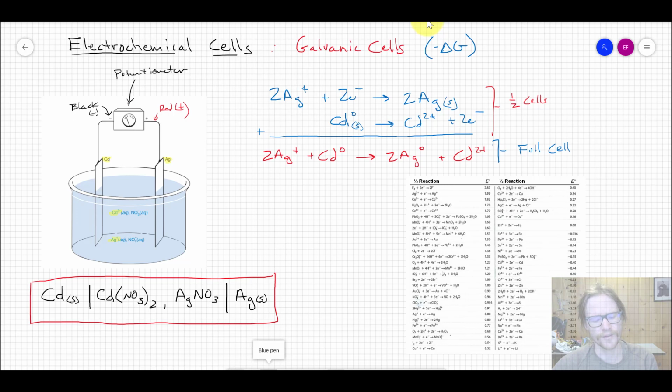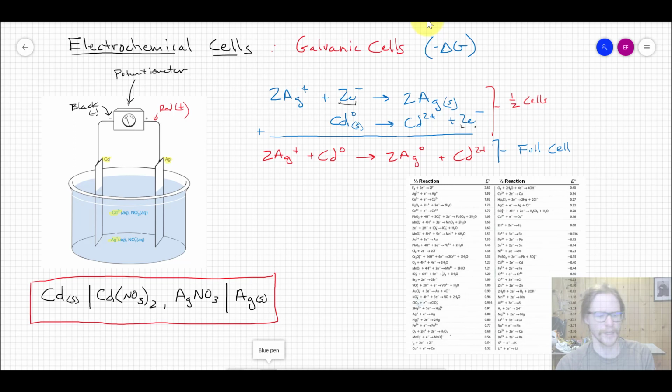So I'll write those out here, and this is just in one possible direction. So we have the silver being reduced to form silver 0, and we have the cadmium then in the opposite direction being oxidized, where it's losing 2 electrons. You always have to have an equal and opposite effect. And if you remember back to balancing redox reactions, you always have to have the same number of electrons being transferred in both halves of the reaction.